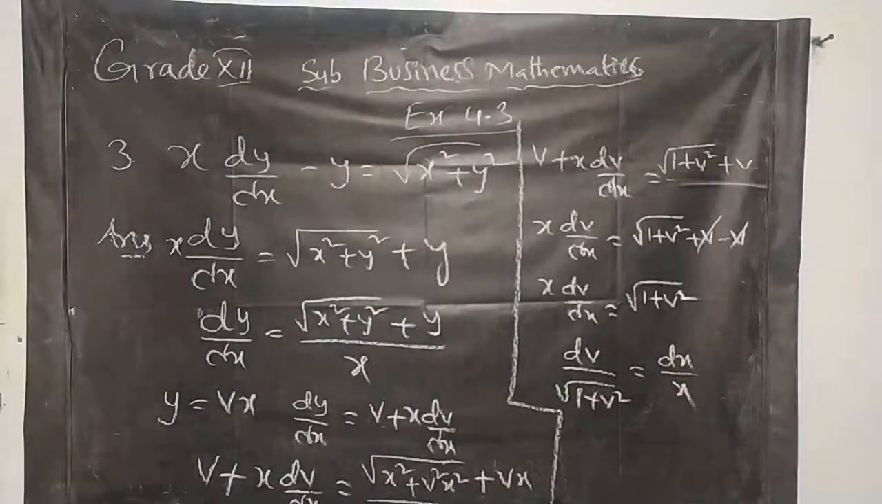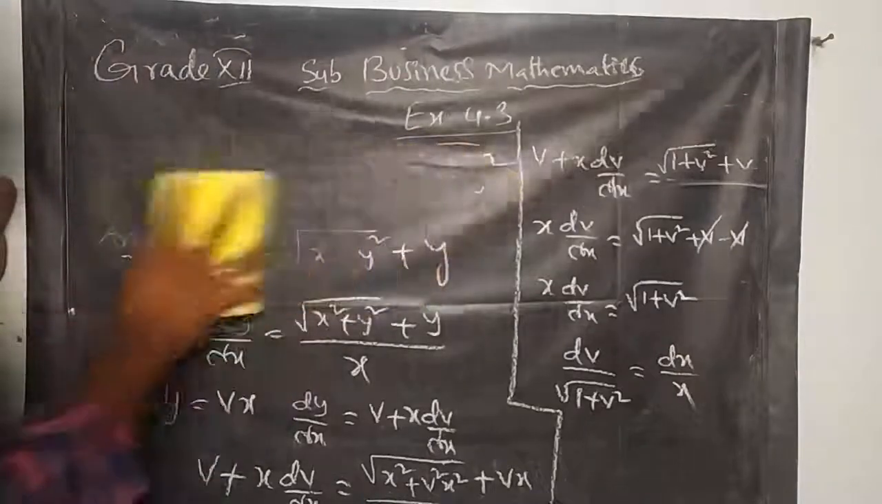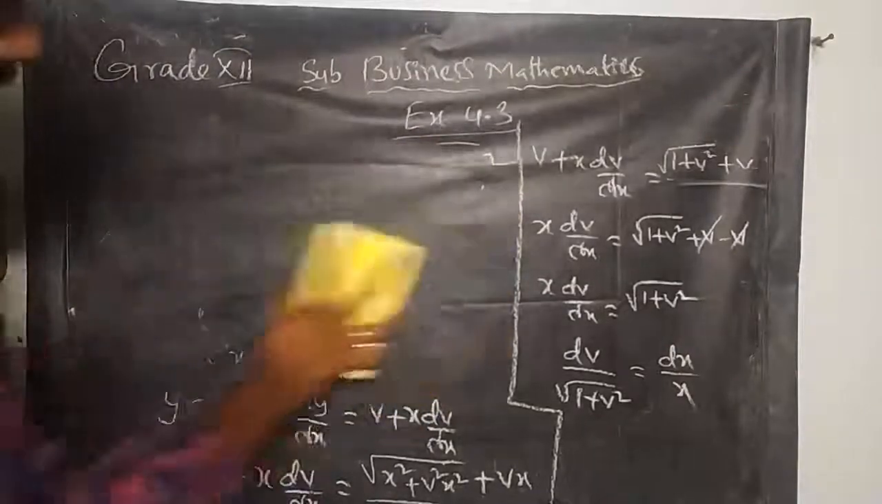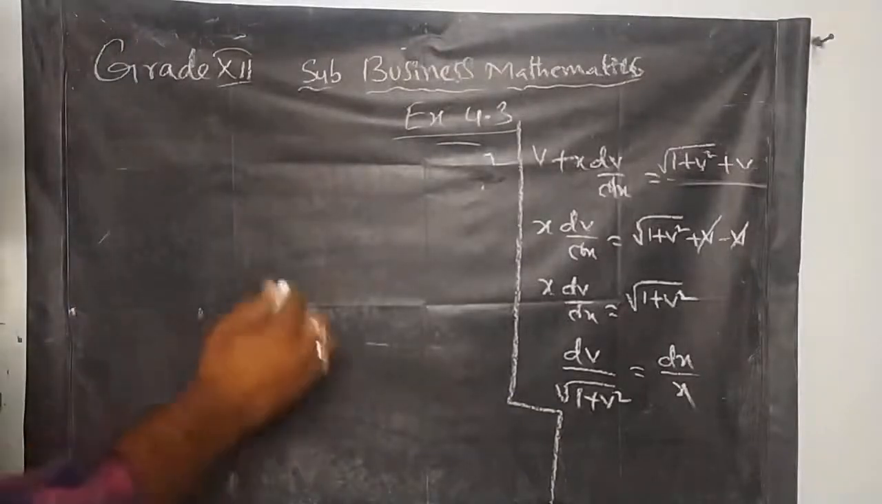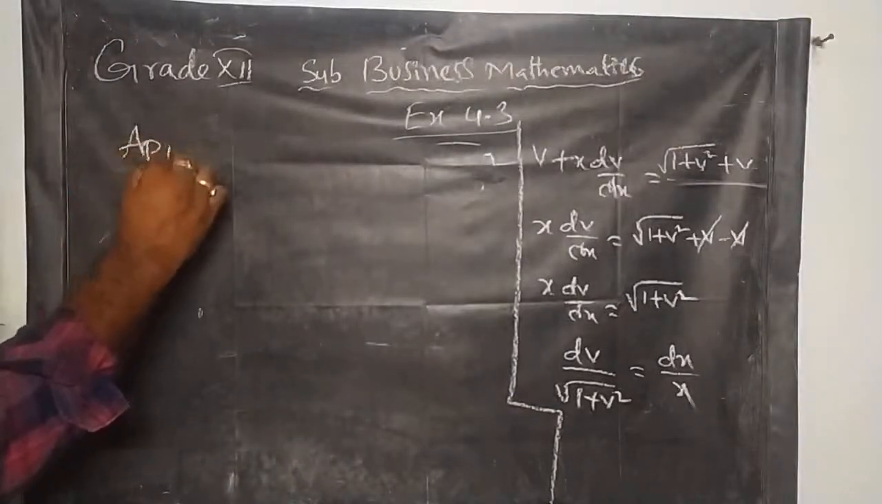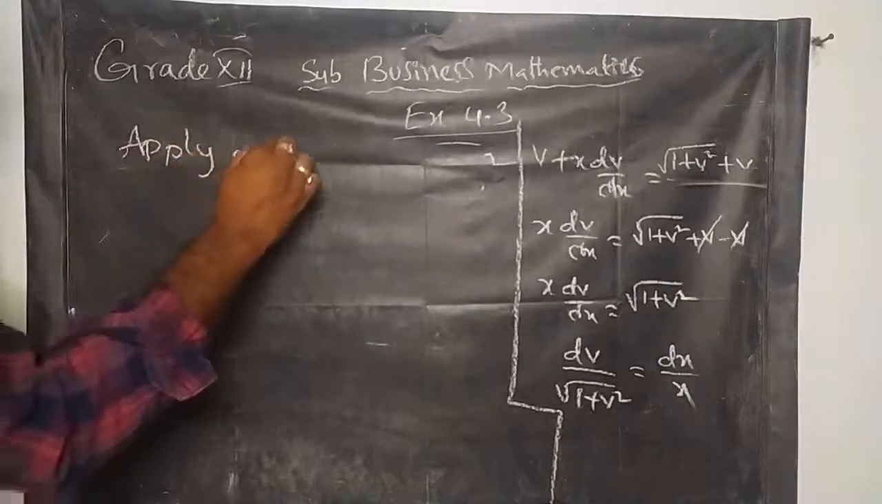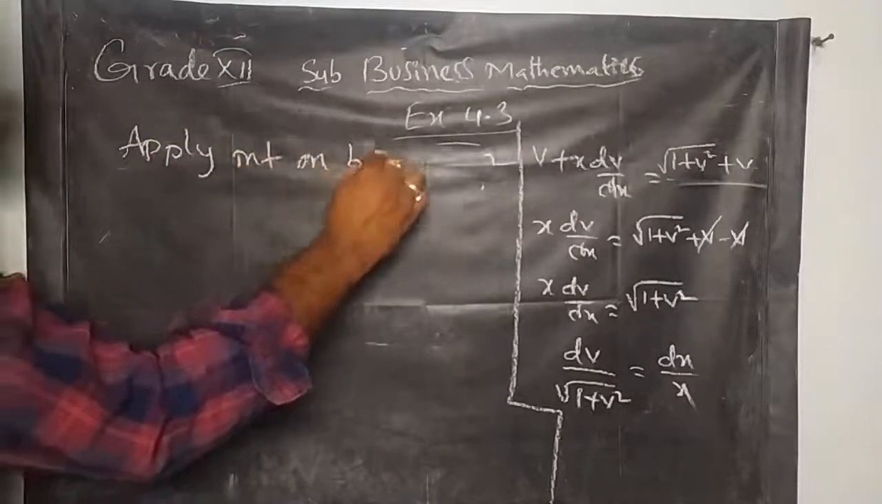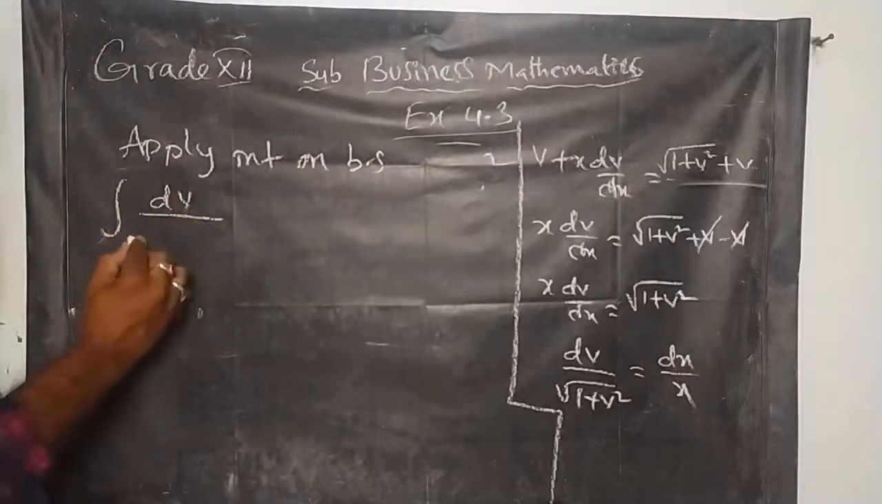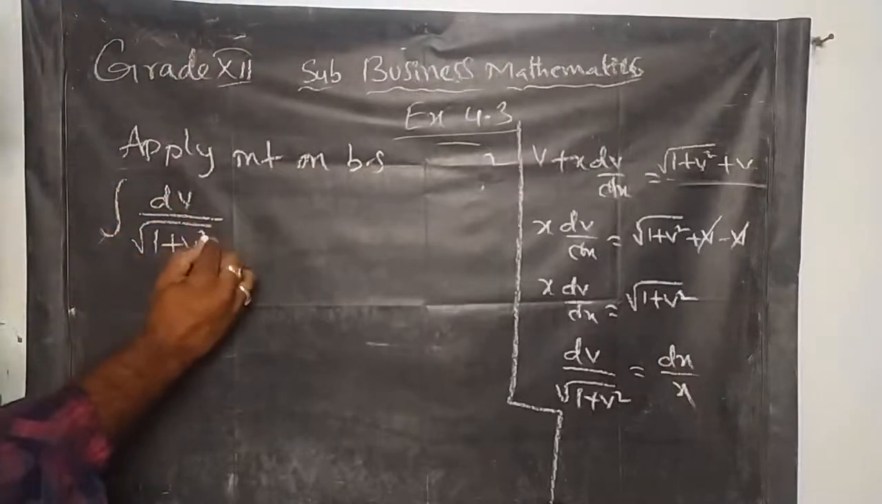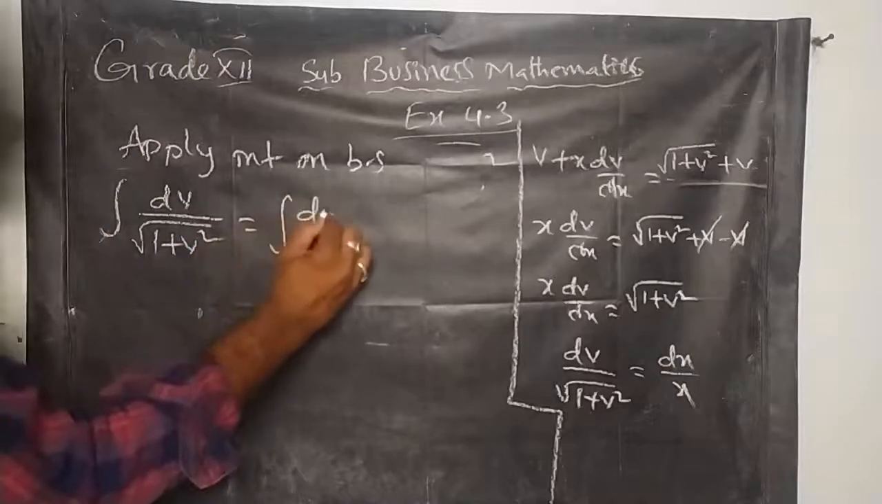Now we got it in the form of variable separable method. Now let us apply integration on both sides. If I apply integration on both sides, it will become integral dv by root of 1 plus v square is equals to integral dx by x.